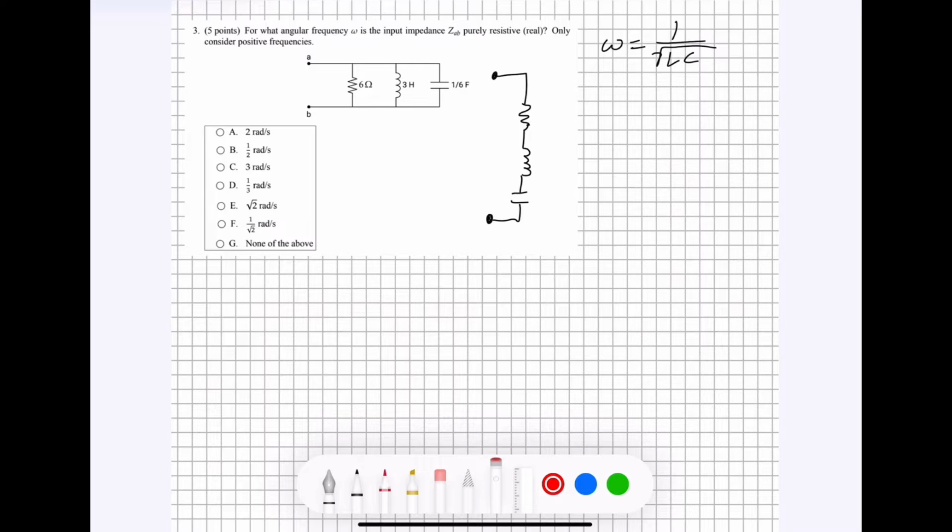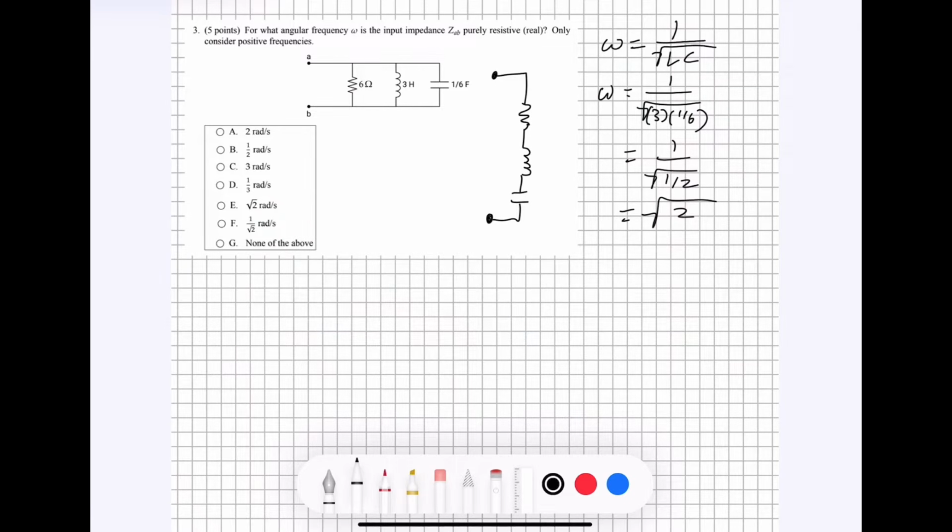And when that happens, the only thing we're going to be able to consider is the real resistance over here, which is 6 ohms. And so that's going to be the only part really that has an influence on our input impedance. So if we want to solve this equation, what we have to do is just plug in the values that were given in the circuit. That would be 3 henries and 1/6 farads, which becomes square root of 1/2. And that is essentially going to be square root of 2, which means our answer here is E.